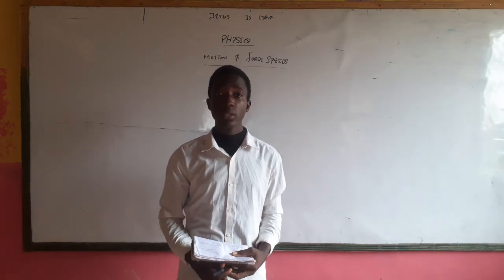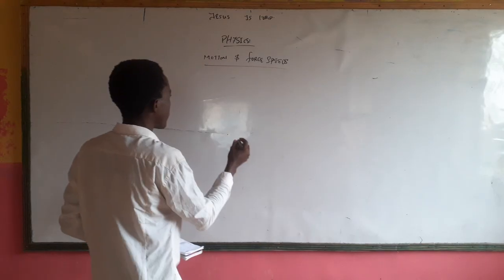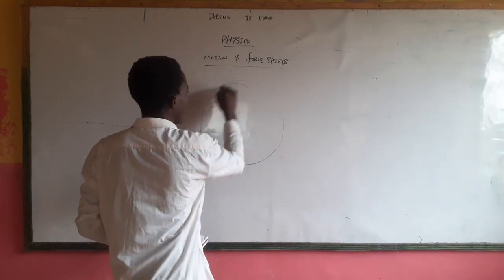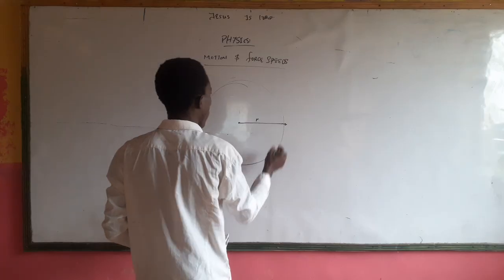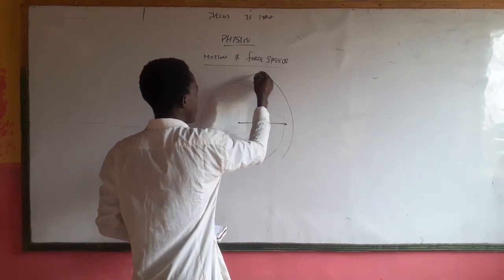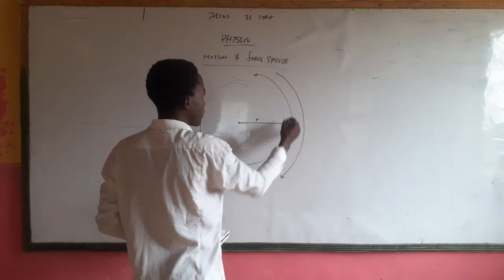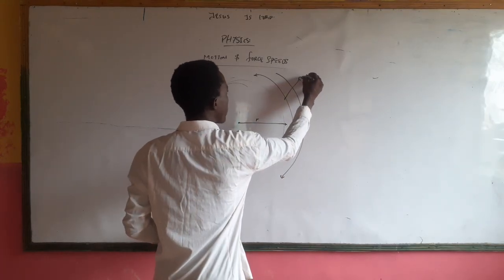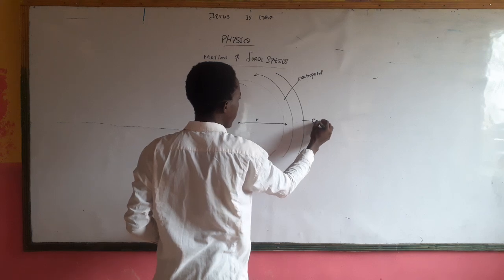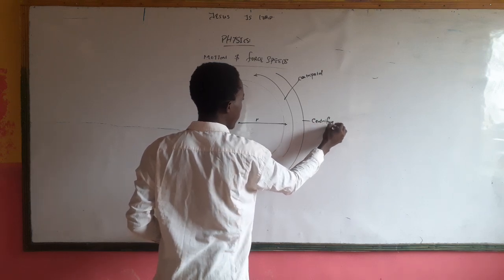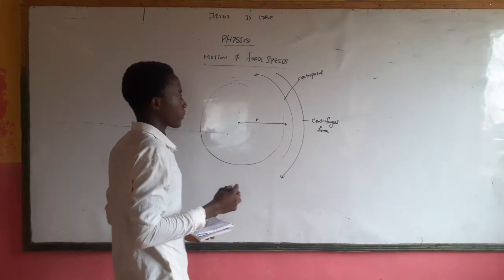So under circular motion, there's something we call centripetal and centrifugal. So we have a circle. There's something we call the radius. There's something we call the force. There's another force that acts in the opposite direction. So we'll call this centripetal force. I'll call this centrifugal force. So pay attention.